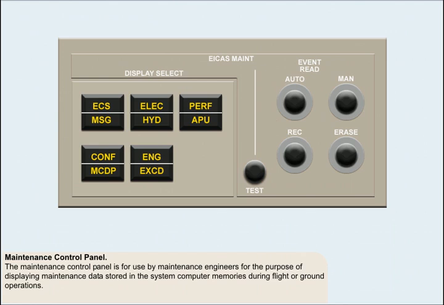The Maintenance Control Panel is for use by maintenance engineers for the purpose of displaying maintenance data which is stored in system computer memory during flight or ground operations. Moving your mouse cursor over each control or indicator will display its purpose.